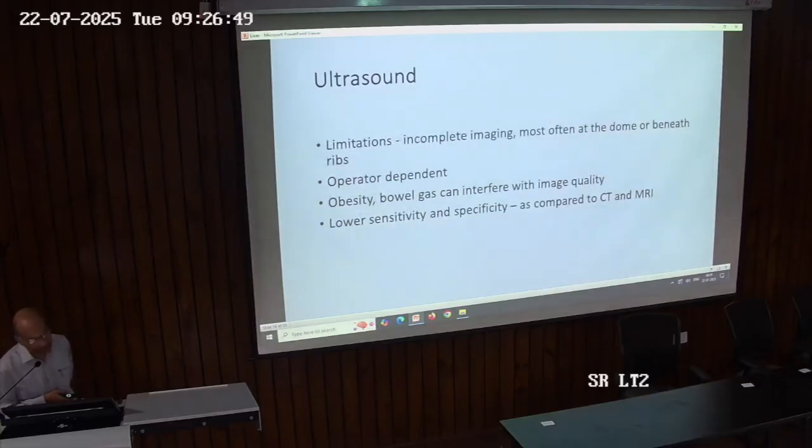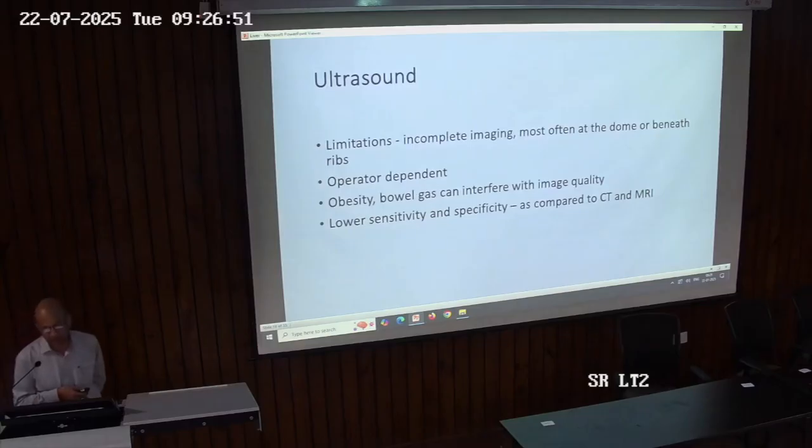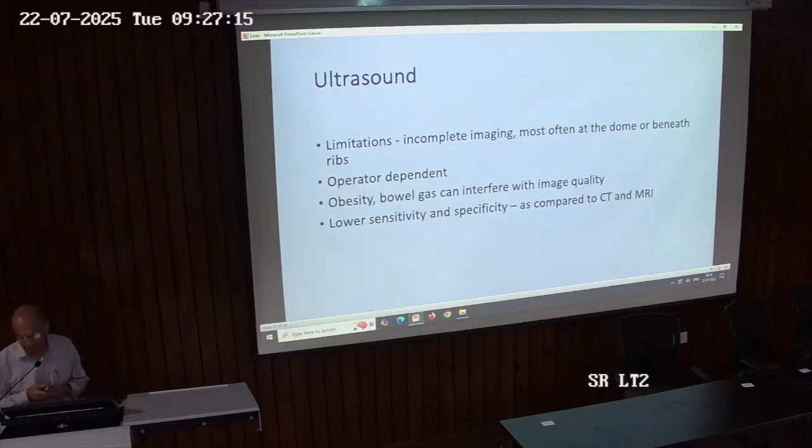But it has some limitations. Like we saw in the anatomy, the upper portion of the liver is under the rib cage. So that area becomes a little inaccessible to an ultrasound. So one is not able to define if a lesion is placed in the posterior superior aspect of the liver. So the ultrasound is not able to define it well.